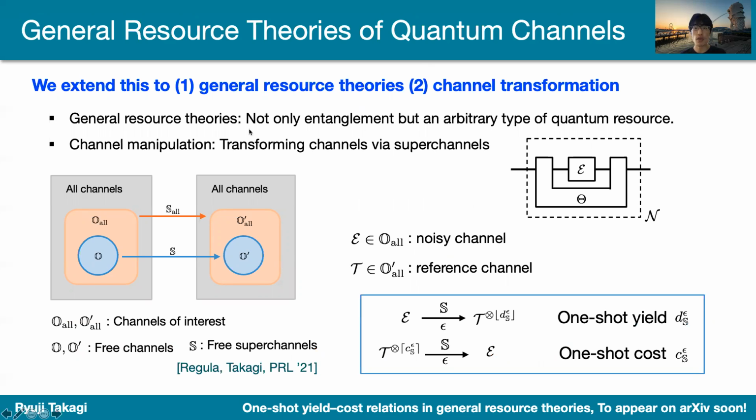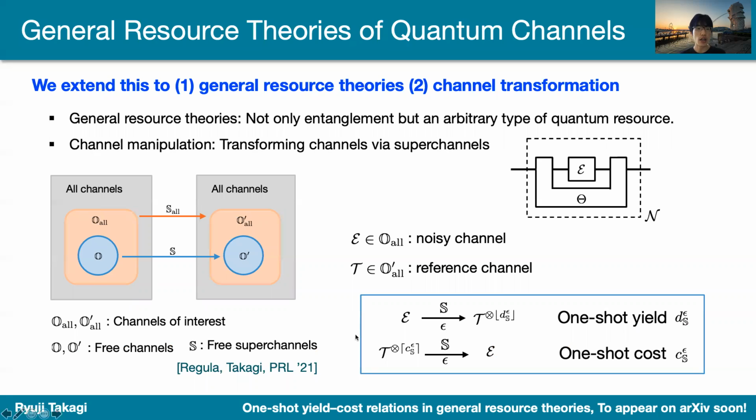General resource theories refers to the framework that includes not only entanglement, but also arbitrary types of quantum resources, which involves, for instance, quantum coherence or quantum thermodynamics. And for channel manipulation, we are interested in even manipulating quantum channels using superchannels. But also note that state transformation is a special case of channel transformations. So our general results are readily applicable to the state transformation case as well.